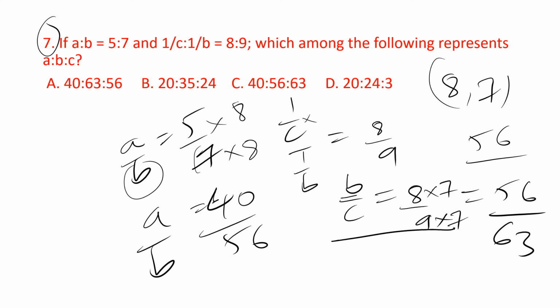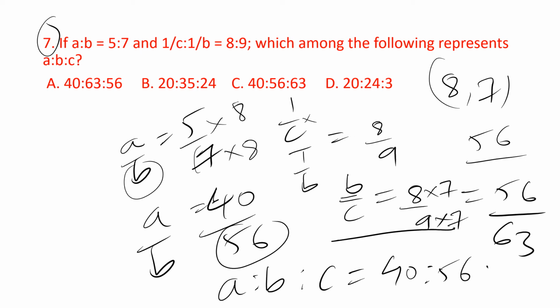Okay, now a is to b is to c, we need to find. a by b is 40 by 56 and b by c is 56 by 63. So the b value is the same in both of these ratios, so directly we can compare. A is to B is to C equals 40 is to 56 is to 63. Option C is the correct answer.